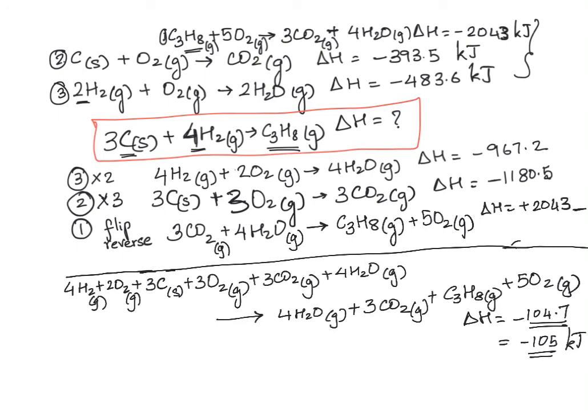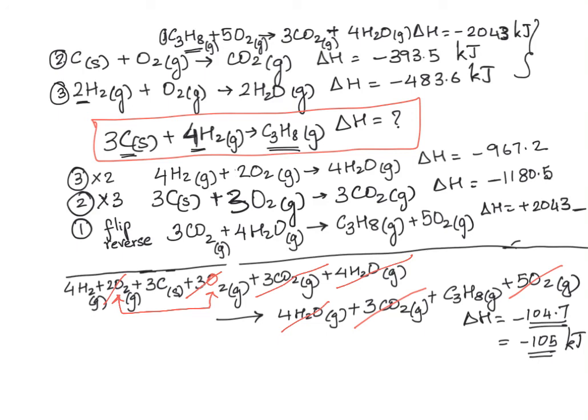Carbon dioxide is 3 moles on both sides, so it gets cancelled. I cancelled the wrong thing, so let me erase this first. This is 3O2. Okay. Carbon dioxide cancels on both sides. Water vapor cancels on both sides. 2 oxygen plus 3 oxygen is equal to 5 oxygen, and we have 5 oxygen, so that cancels.